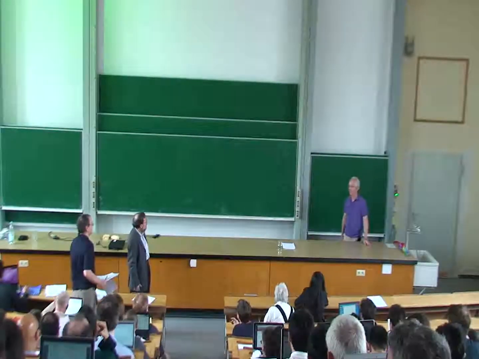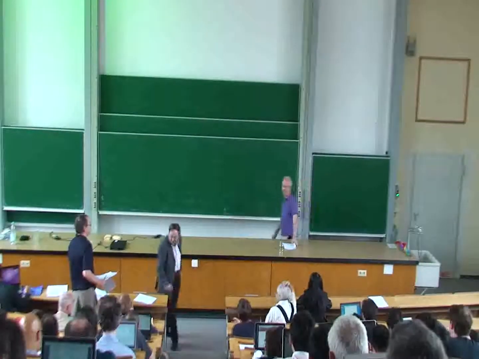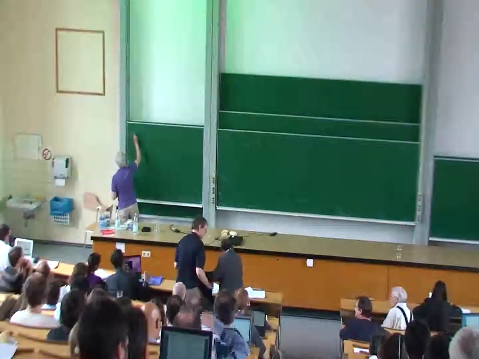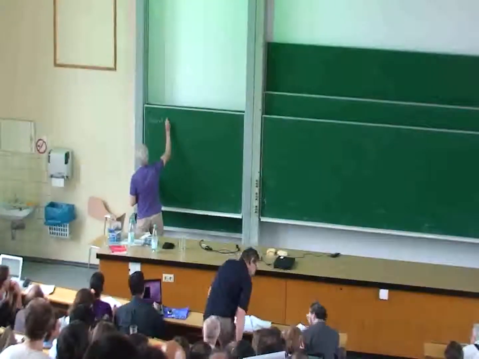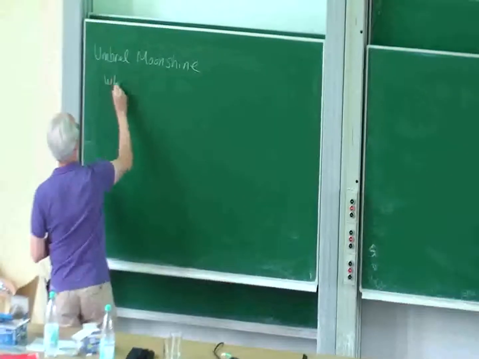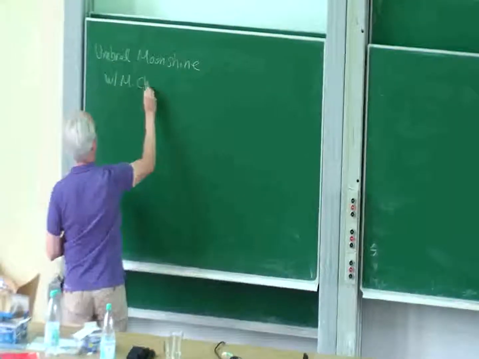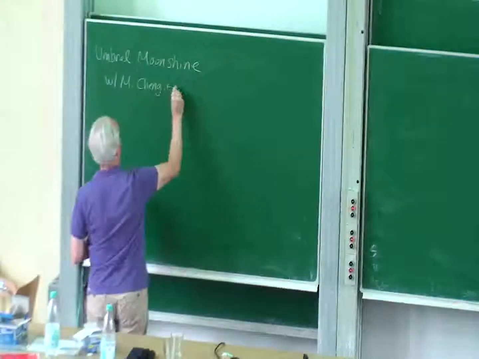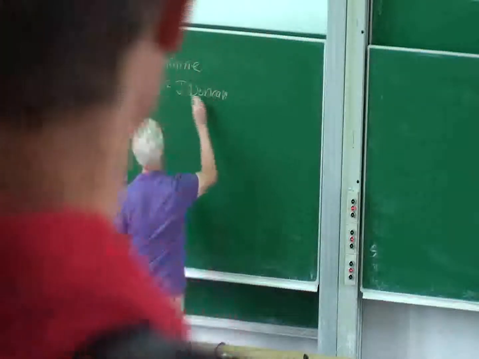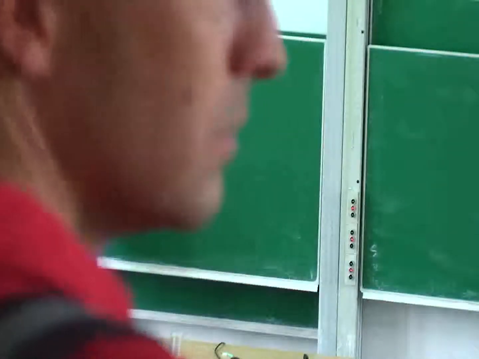That's Harvey talking about Umbral Moonshine. So I'm going to talk about some work done for a collaboration with Brand New Chain. I am John Duncan.